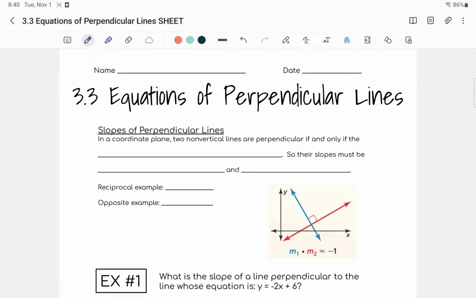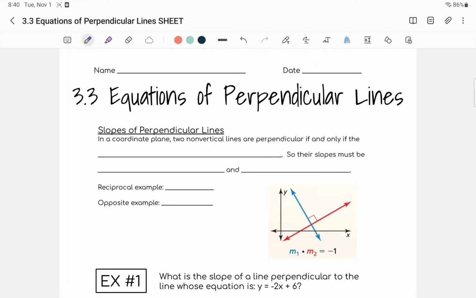So we've already talked about parallel lines and how the slopes of parallel lines are the same, and that's why they'll never intersect. With perpendicular lines, they do intersect, and when they intersect, they form 90-degree angles. So their slopes also have a special relationship, but instead of being the same, let's fill this out.